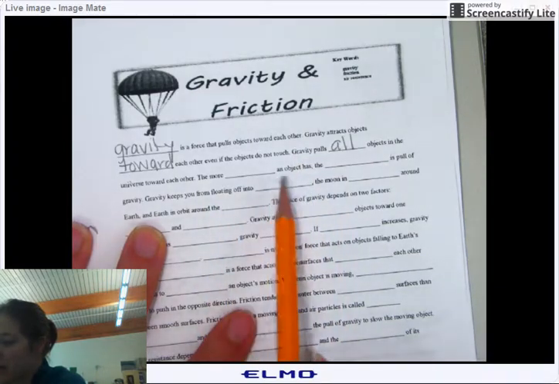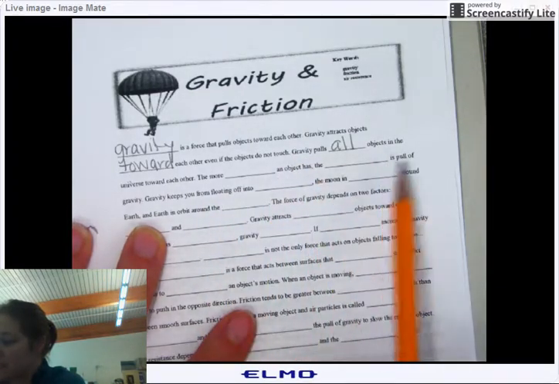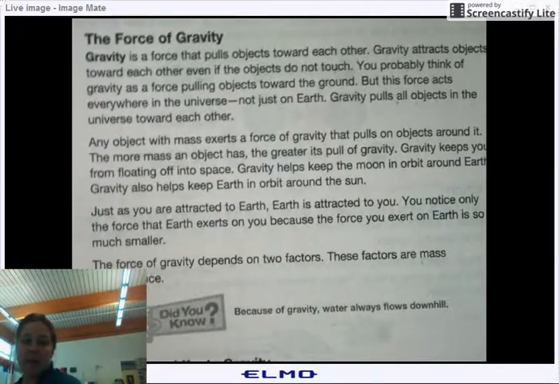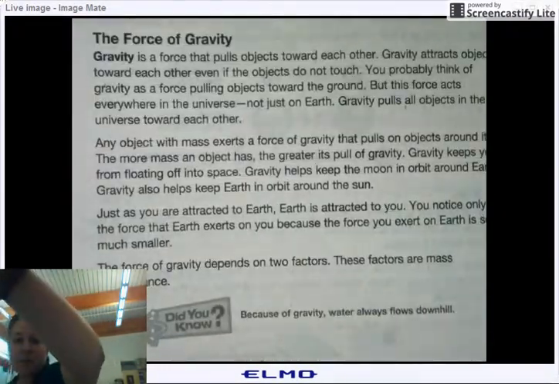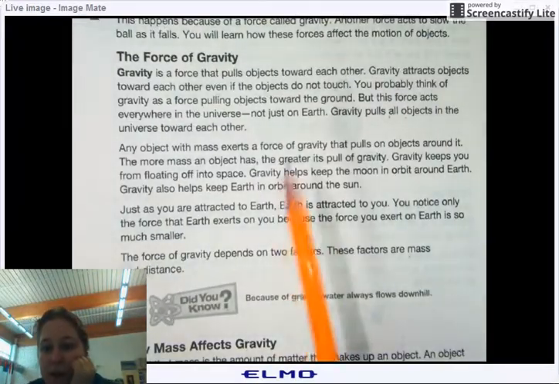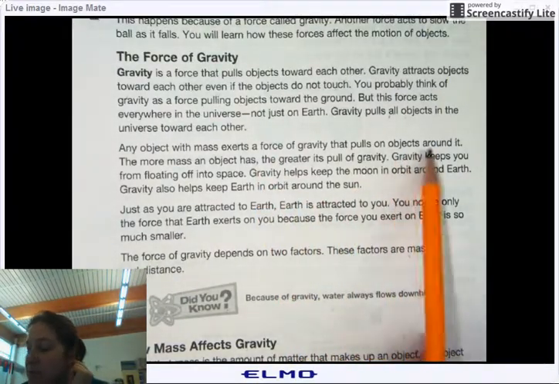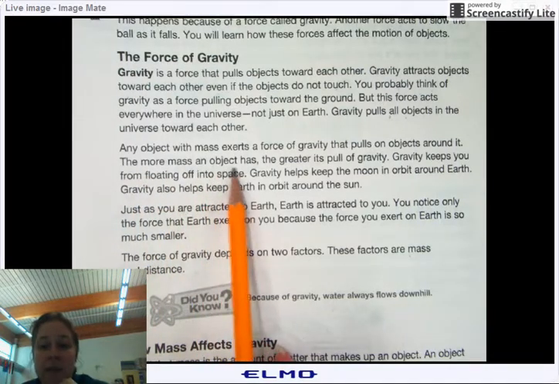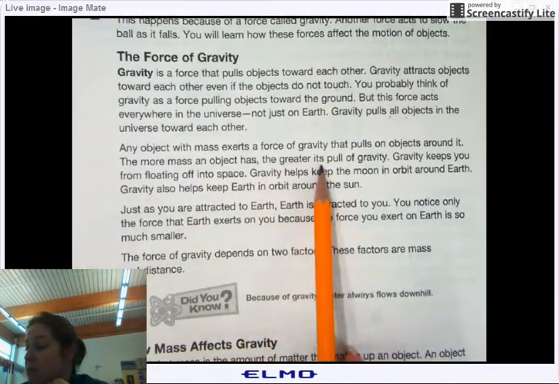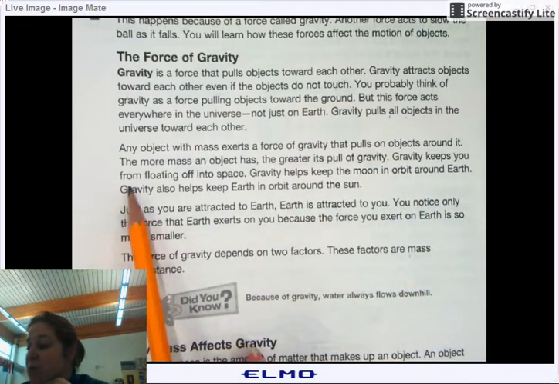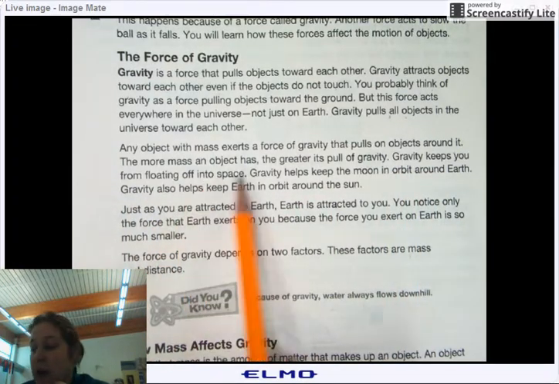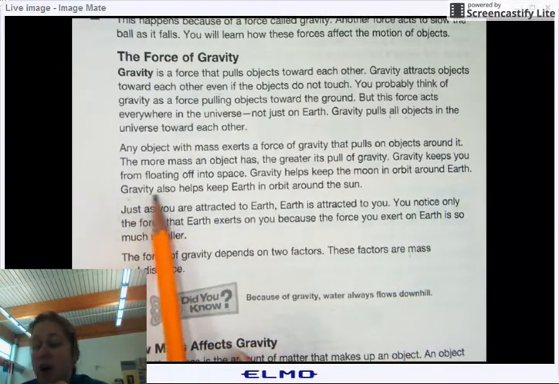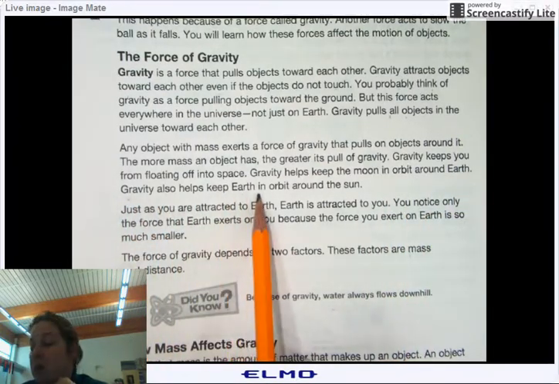The more blank an object has, the more blank is its pull of gravity. We have not gotten to that. Okay, we're on the second paragraph right here. An object with mass exerts a force of gravity that pulls the objects around it. The more mass an object has, the greater its pull of gravity. Gravity keeps you from floating off into space. Gravity helps keep the moon in orbit around the Earth. Gravity also helps keep Earth in orbit around the sun.